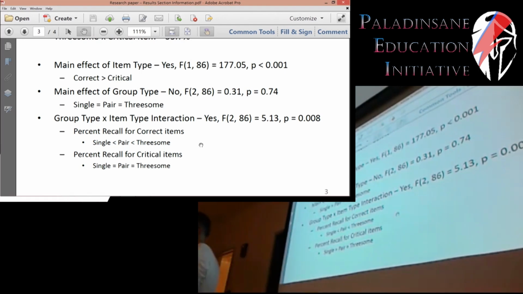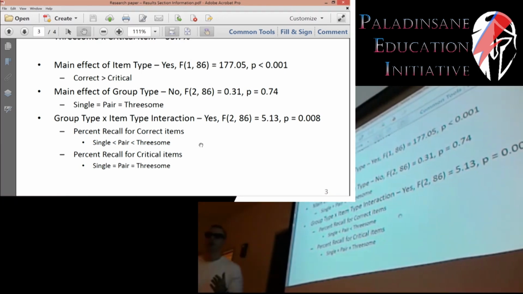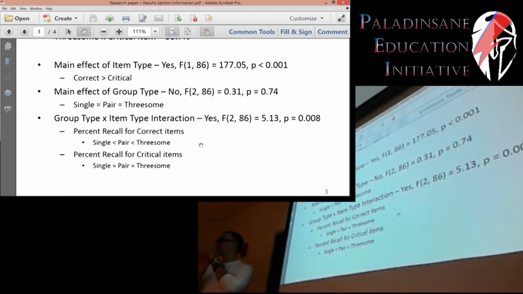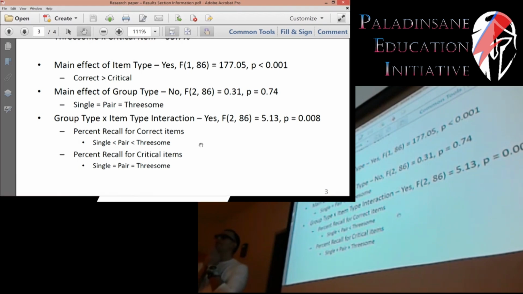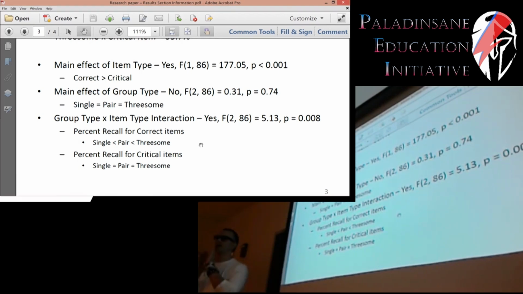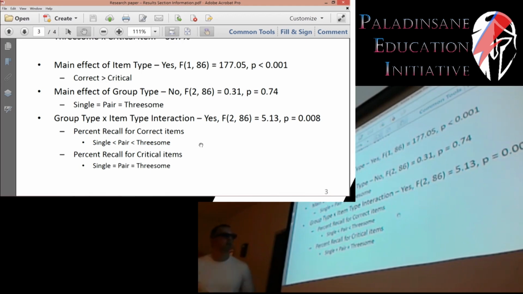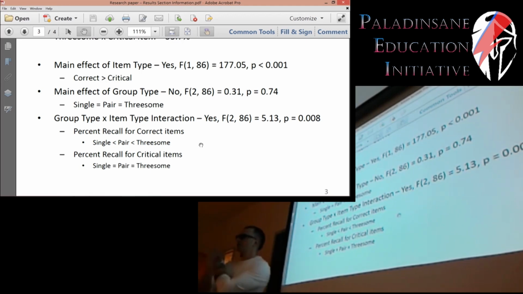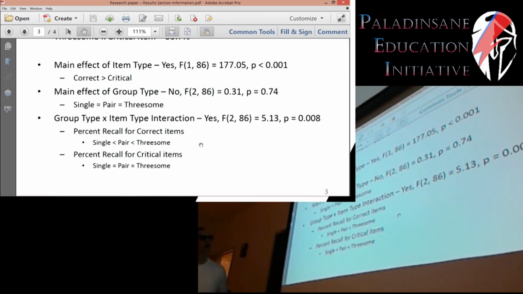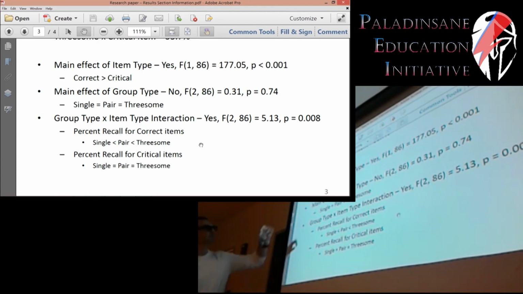But for this purpose, writing it up here, a main effect is the effect of a variable by itself. So just looking at item type, just looking at group size. And then the interaction is how those two variables affect each other. How does group size affect correct item recall? How does group size affect false item recall?